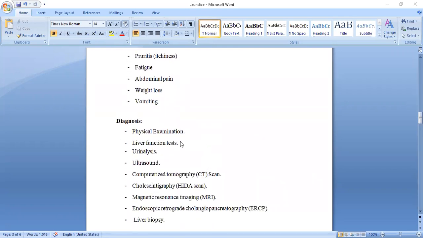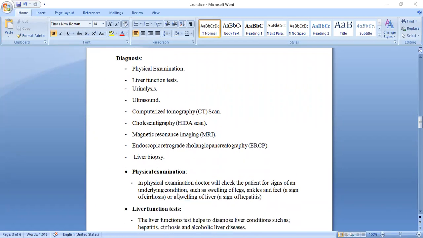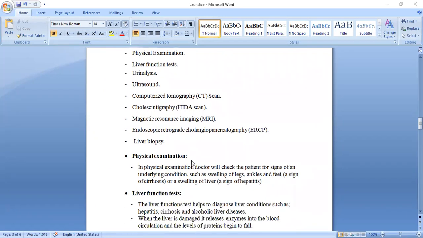Now, diagnosis. As usual, physical examination. Which are those? Physical examination, liver function test, urine analysis, ultrasound, CT scan, cholecystography, MRI, endoscopic retrograde pancreatography, and liver biopsy. We will see in detail which type of graphy each one is. Now one by one, we will see physical examination.